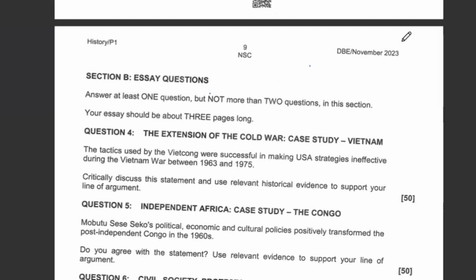Remember, after the introduction, you are mandated to give a brief background. You just highlight some brief historical facts which happened and which will help the reader have a clear understanding of what you're going to elaborate in the essay as it goes. So in this instance, that is the brief background that we can highlight on this essay question number 4, on the extension of the Cold War in Vietnam.